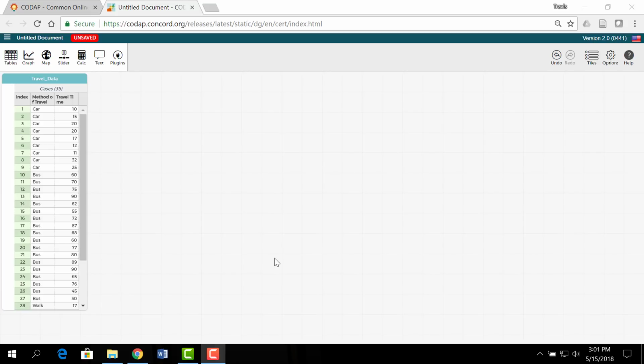To give this data some context, what we're looking at is 35 different individuals, and those individuals are North Carolina high school students. This is basically their responses to the questions of what's the primary method of transportation that you use to get to school, and also what's the time it takes you to travel to school.